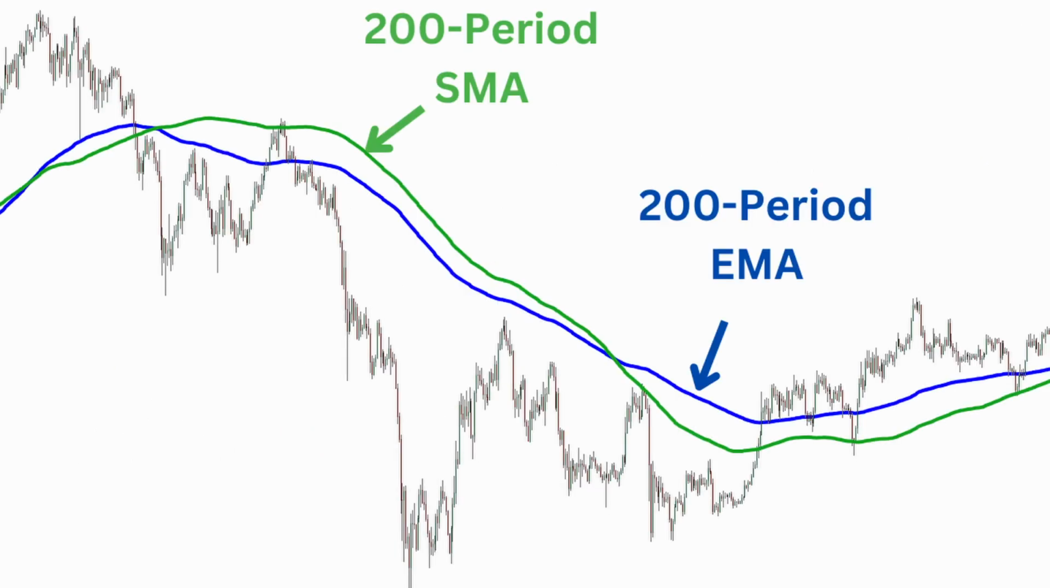The exponential moving average, EMA, places greater weight on more recent prices, making it more responsive to new information. It's calculated using a smoothing factor to give more significance to recent prices.